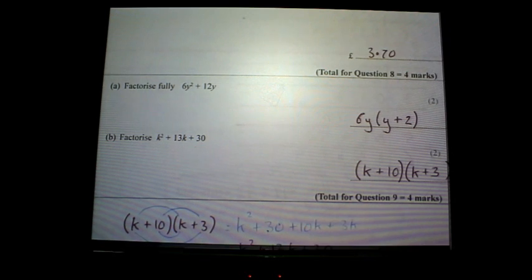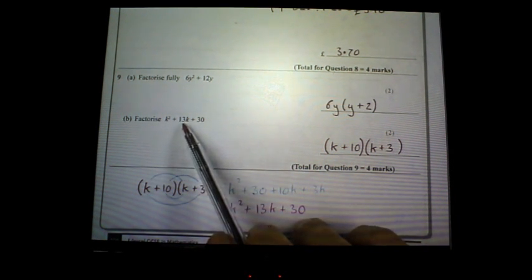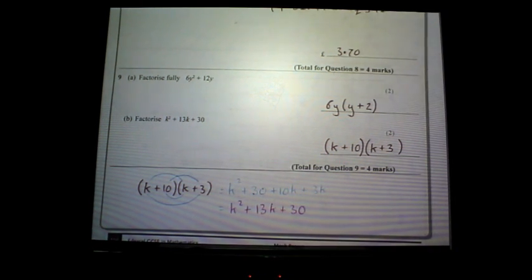And B, factorise this one. It's got to go into a double bracket. You've got to think what 2 numbers multiply to make 30 and add up to make 13. So 10 and 3 multiply to make 30, they add up to make 13. You can check this answer. There we go. I multiplied it out and you get what you started with. So I know that that is correct. So I know I've got those 2 marks.